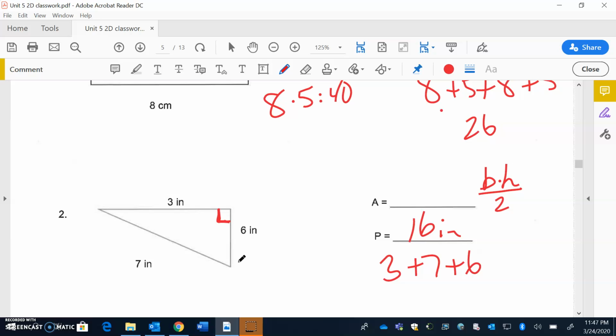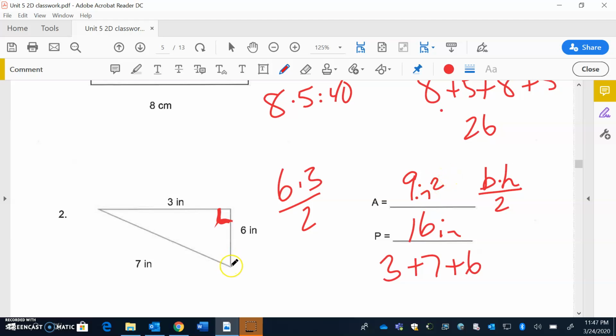So the other way of going about it here is, well, let's finish this off first. We know what the base and the height are because, again, it's whoever touches the right angle symbol. So in this case, 6 times 3 and we'll divide it by 2. 6 times 3 is 18. 18 divided by 2 is 9. So we are at 9 inches squared.